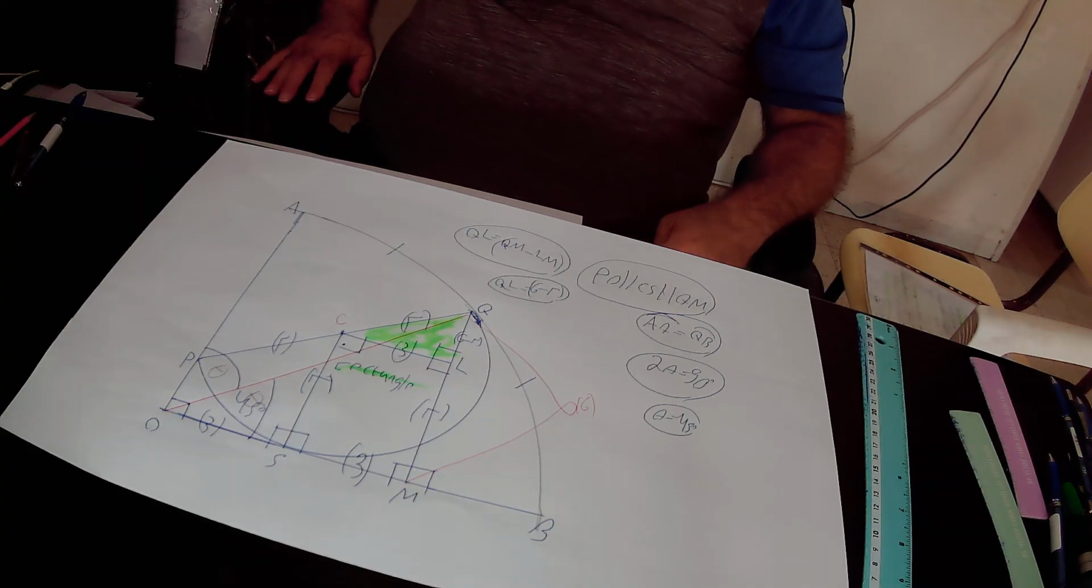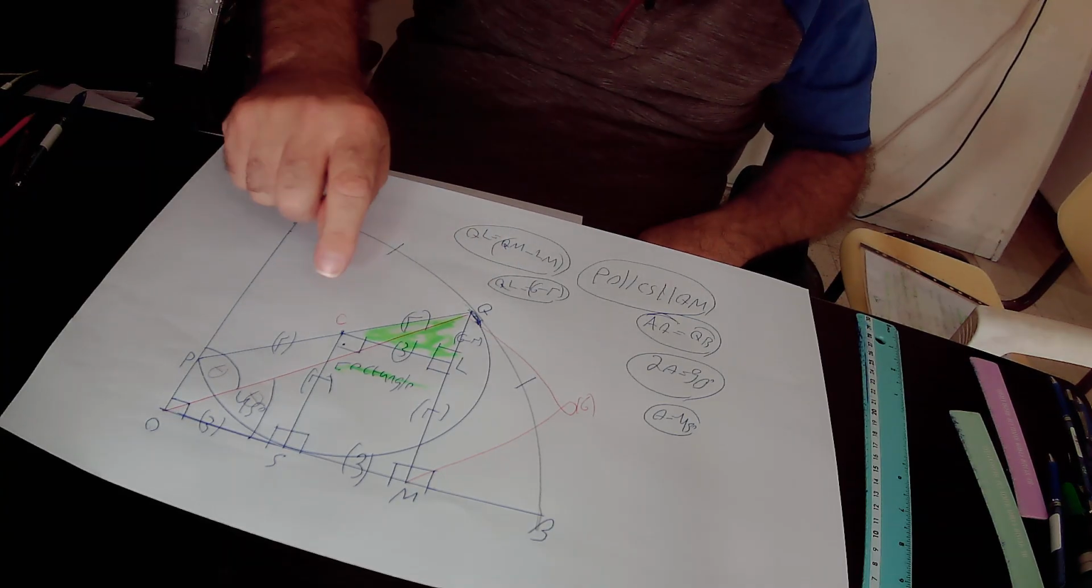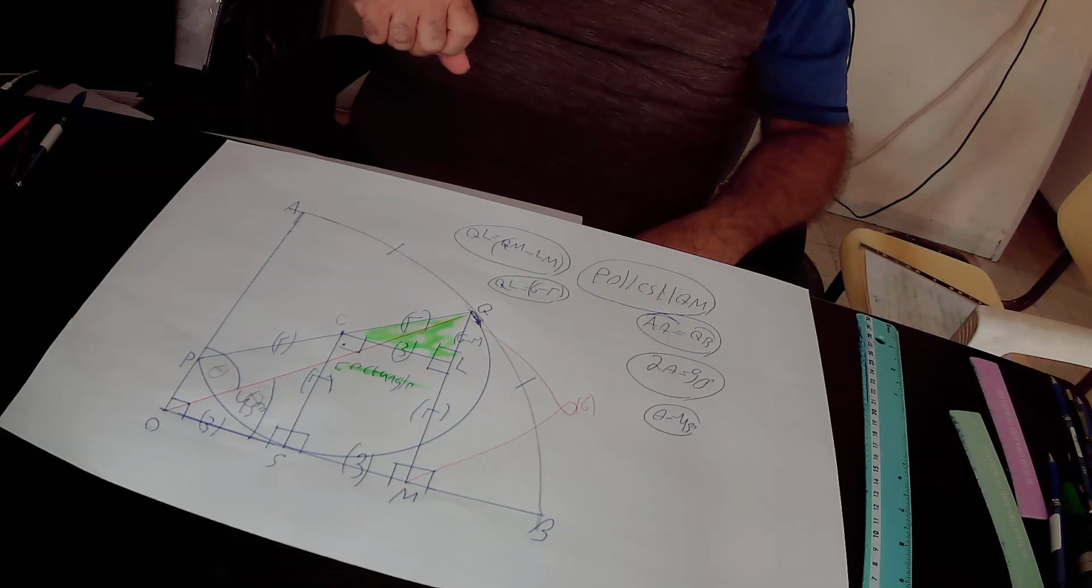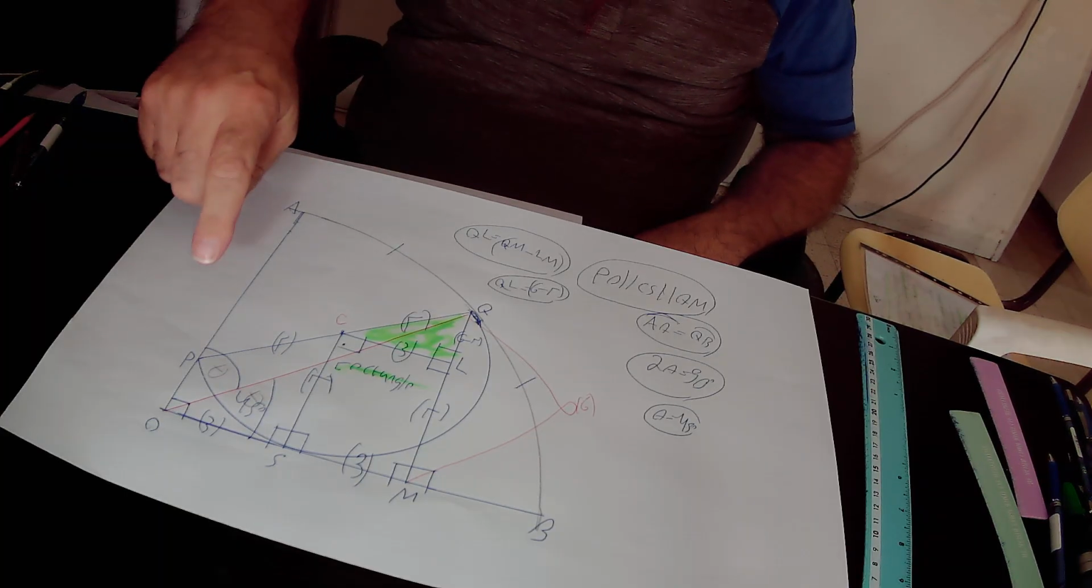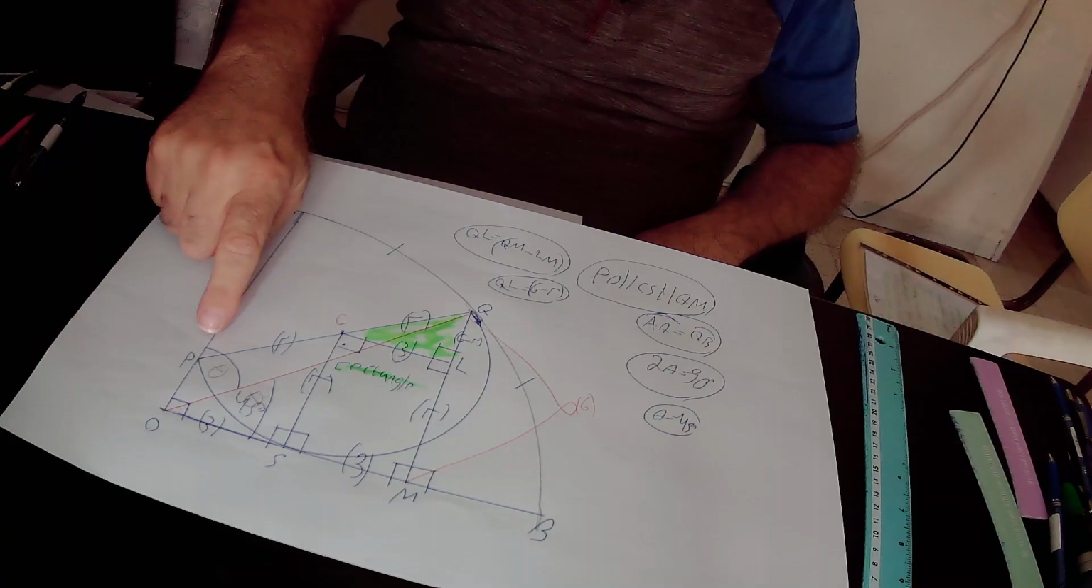So first of all, we define the center of this semicircle. This point is point C. We define the touching point of the quarter circle with this semicircle. This point is point P.